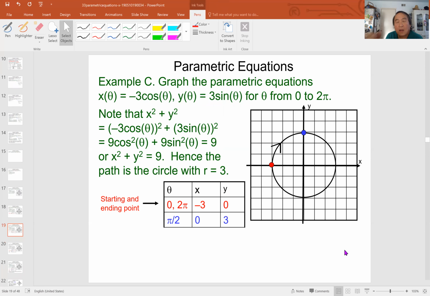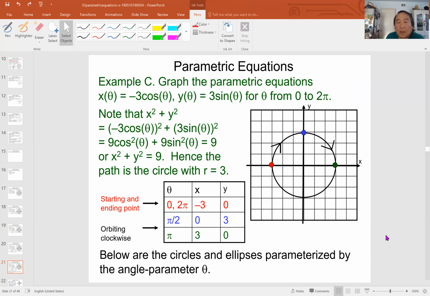And as the angle increases to pi over 2, you start moving clockwise. So basically we can say this parameterization describes the red point going around the circle to the blue point, then to the green point, and then going back, from 0 to 2 pi.